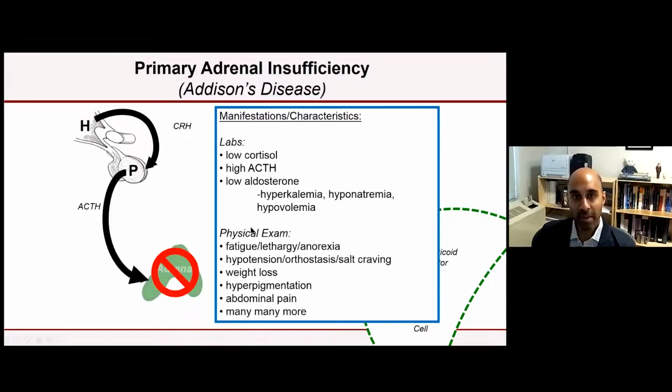Okay, so what happens here? The biochemical characteristics are a low cortisol, a very high ACTH, which is a physiologic compensation. But these patients also have low aldosterone, and over time they will develop hypovolemia, hyponatremia, and hyperkalemia. On physical exam, these patients can present very ill, fatigued, tired, anorexic, but the critical illness is hypotension, orthostatic hypotension, salt craving, losing weight, and hyperpigmentation, not only because ACTH is high, but also melanocyte-stimulating hormone, as I mentioned earlier.